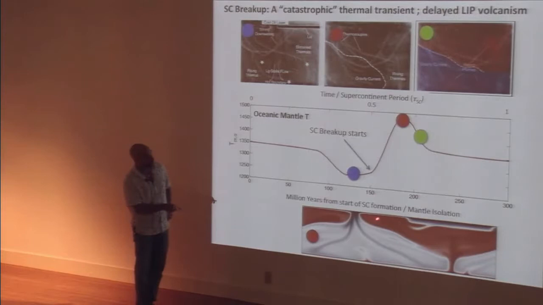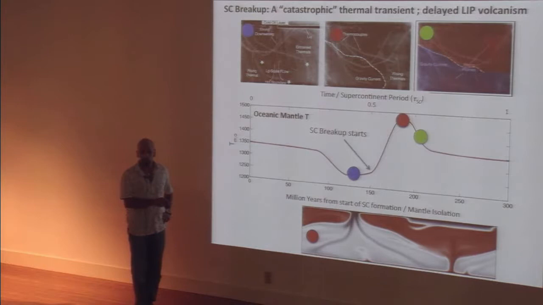The other parts, which I skipped over, in the laboratory experiments, you can see a little clearer than in the simulations. As the cold stuff from the gravity from the ocean side spreads out, you can see in experiments the emergence of large plumes. So sometime later, LIPs are expected to erupt, at least in the model.